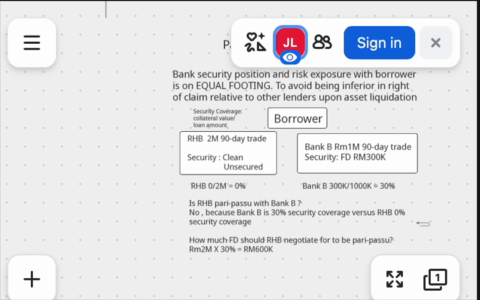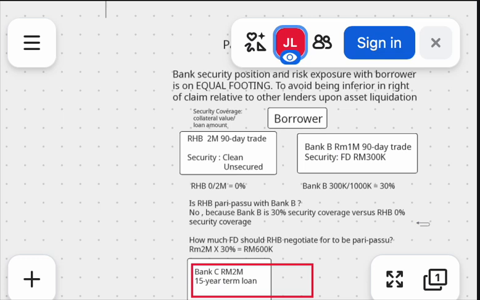Now, a little bit different scenario, Amal. You're doing well. Good job. Let's say we have another scenario. We have Bank C, 2 million, 15-year term loan. Security is a 2.5 million factory.